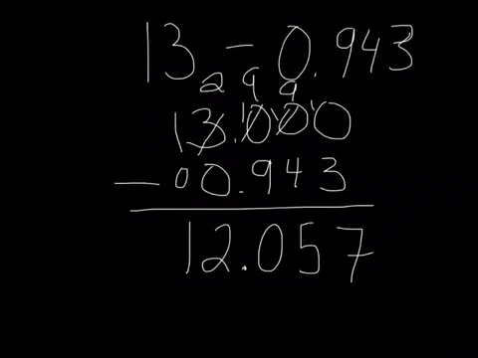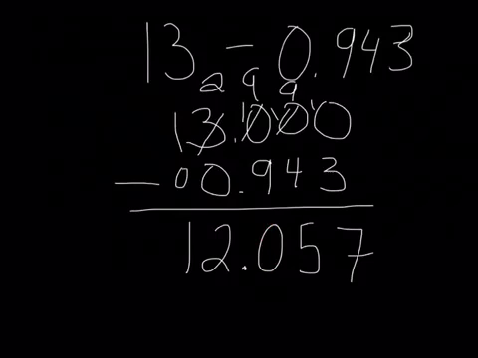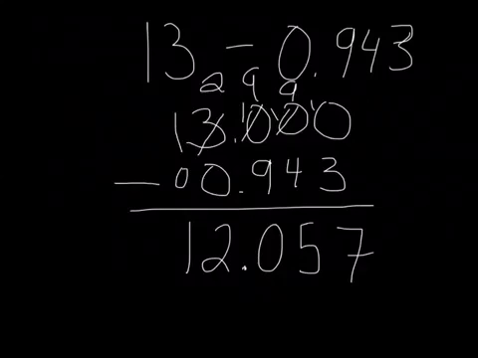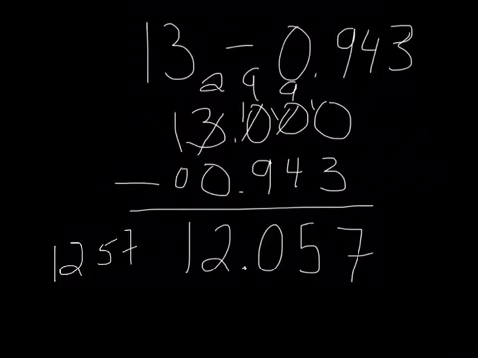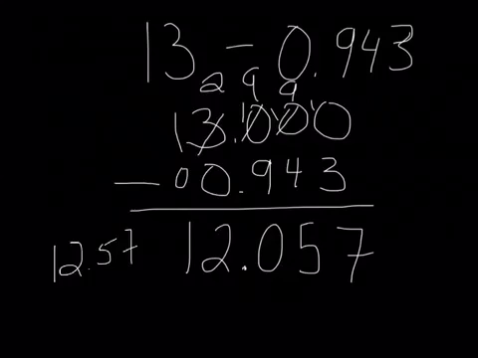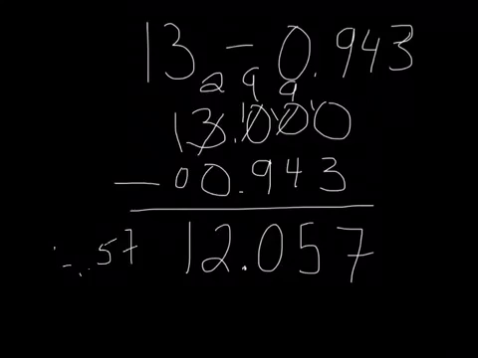And you can see that 0 is very important right there, because if you had left it out, you would have a number that looked like this. And that's not the same thing. That's 12 and 57 hundredths, not 12 and 57 thousandths. So you want to make sure that in this particular case, you have to put the 0 in.